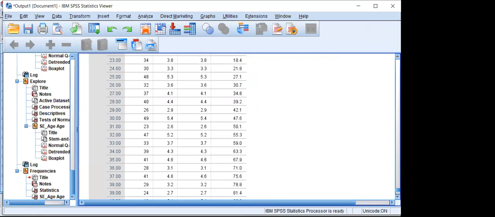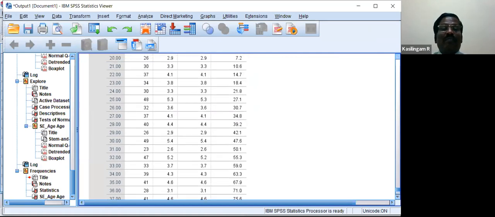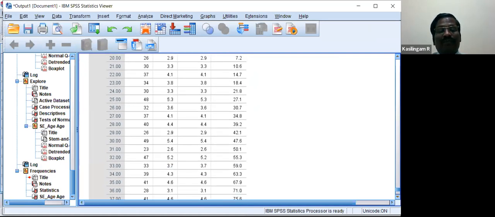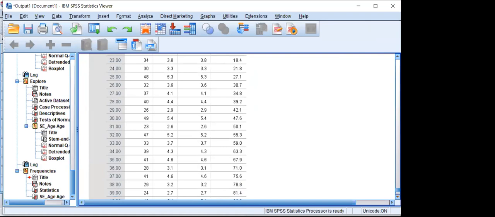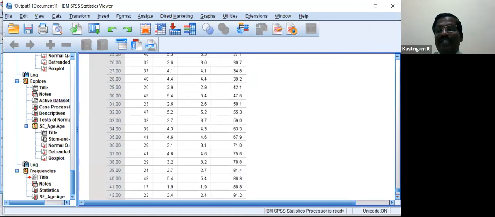Now, do you know what is range? What is range, madam? Maximum minus minimum, right? So 64 minus 18. Yes or no, madam? Yes, sir. The maximum is 64, the minimum is 18, so that is the range.